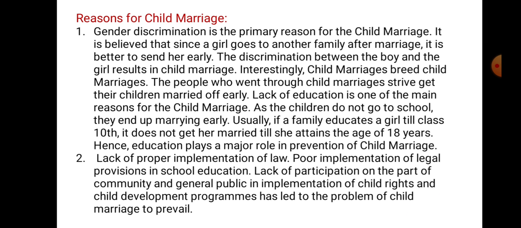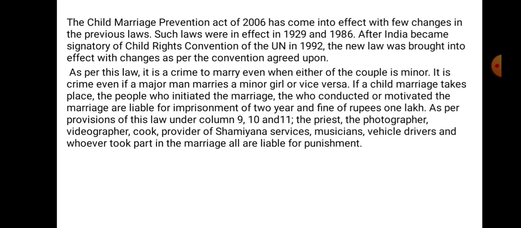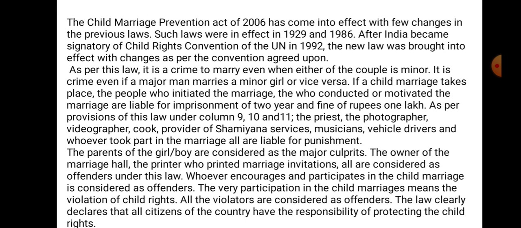Now, let us try to know what is the second reason for child marriage. Lack of proper implementation of law. Poor implementation of legal provisions in school education will lead to child marriages. Lack of participation on the part of the community and general public in the implementation of child rights and child development programs has led to the problem of child marriages prevailing. Now let us see what are the prohibitions which are made to avoid child marriage.